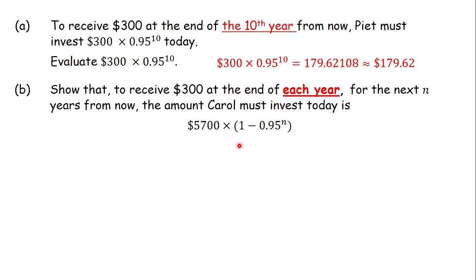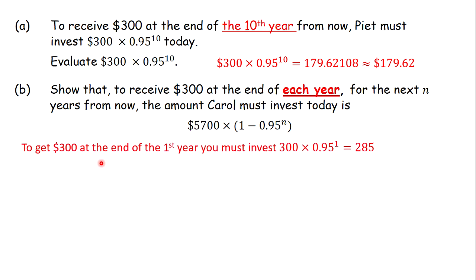So what does it mean? Let's take the first year. To get 300 at the end of the first year, you must invest, substitute 1 into that formula, 285. That means if he invests 285, he's going to get about $300 at the end of the first year.